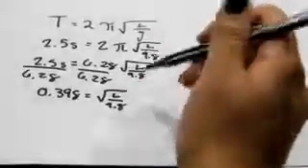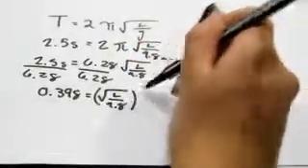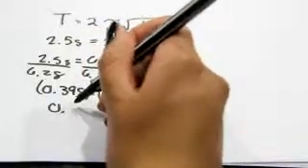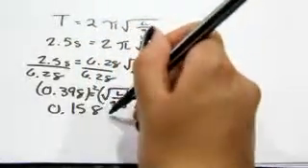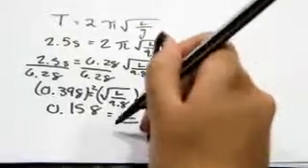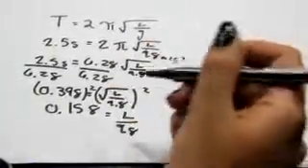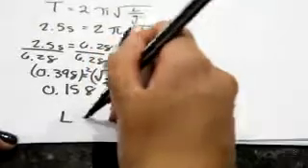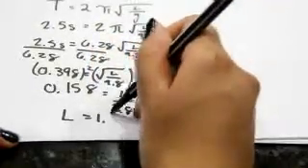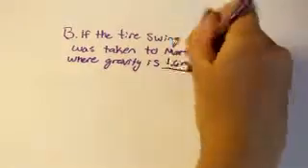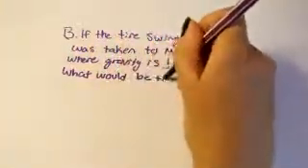To take off the square root sign, we have to square it on both sides, which would equal 0.158 equals L over 9.8. To find L, we have to multiply 9.8 times 0.158, and L equals 1.553 meters. If the tire swing was taken to Mars, where gravity is 1.6 meters per second squared, what would be the new period?